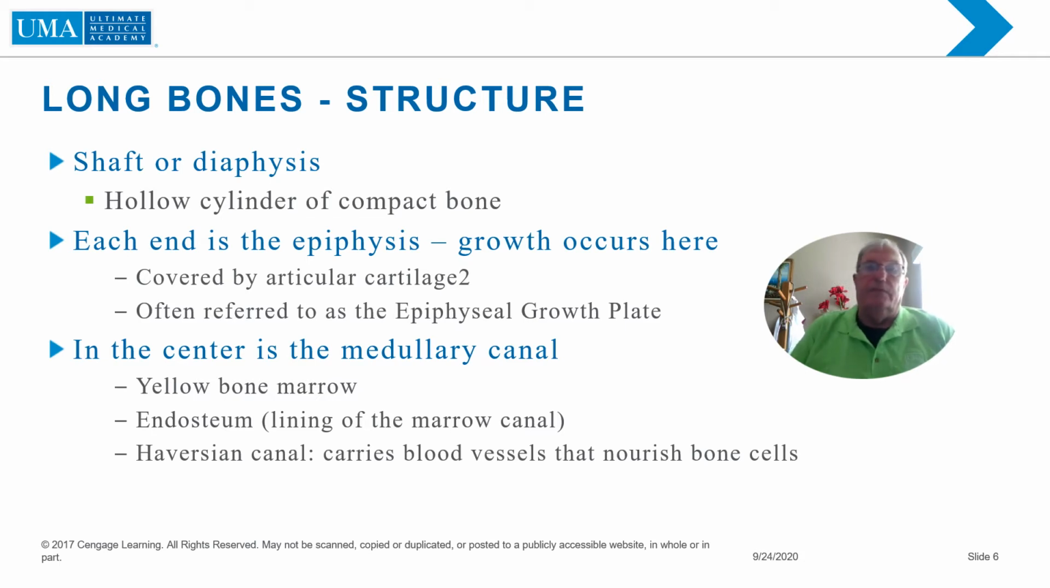It's covered by articular cartilage, which is the hyaline cartilage that I discussed earlier, where you have a joining of two bones. And then you have the epiphyseal plate, which closes after the growth spurt has occurred, meaning usually after the age of 25. The center is the medullary canal. I discussed that already. The endosteum lines the marrow channel, and the Haversian canal carries blood vessels that nourish the bone cells.